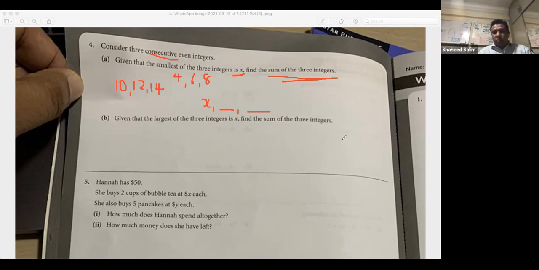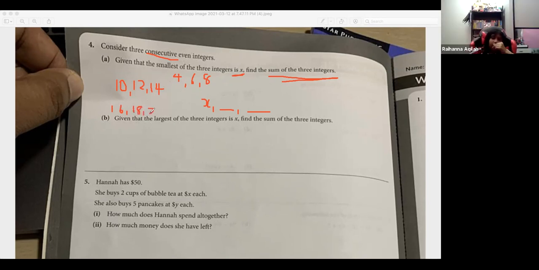You can do this. Rahana, don't say you cannot. I know you are saying x is not a number. Replace it in your head. It is a number. Okay, Rahana, if the first number is 16, what are the next 2 numbers? Plus 2. Even numbers, consecutive, one after another. The next one must be 18, then 20.